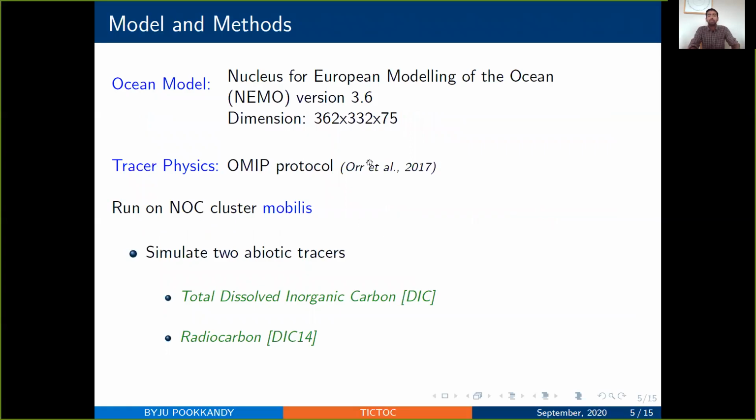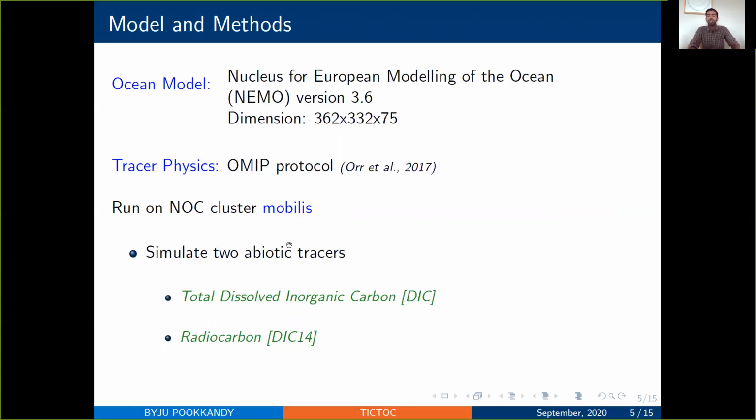The current version of the NEMO model uses 362 longitudes, 332 latitudes and 75 vertical depths, and the vertical layer thickness increases exponentially with depth. In the model, the abiotic DIC, dissolved inorganic carbon, and the corresponding radiocarbon isotope are model tracers based on the OMIP protocol. The abiotic carbon is used because it is simpler to implement.